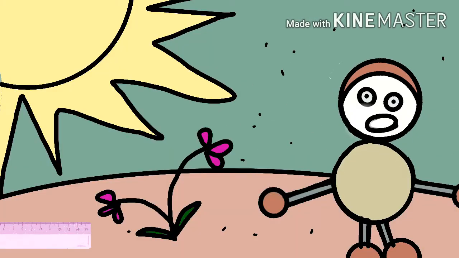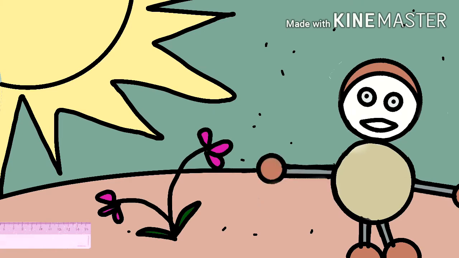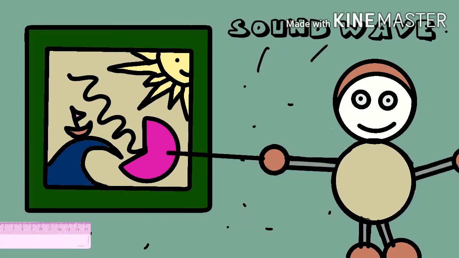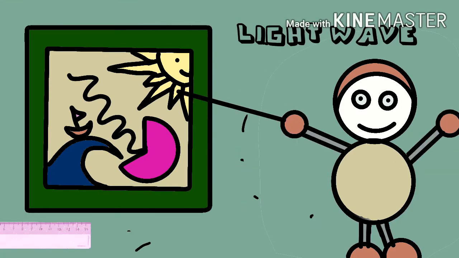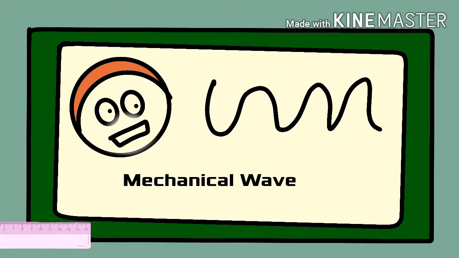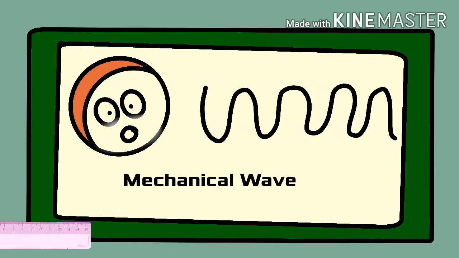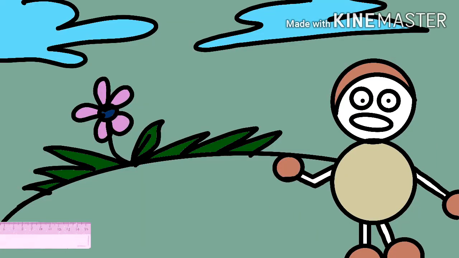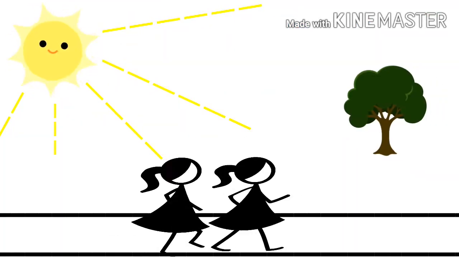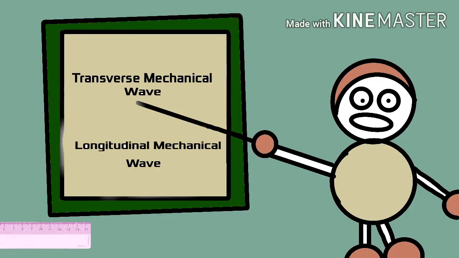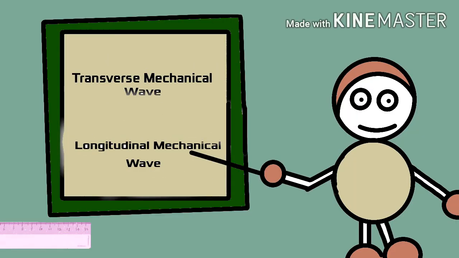Waves are everywhere. We encounter them every day as a part of our daily living. A wave can be in the form of a water wave, sound wave, or light wave. Last time, we gave an introduction about mechanical waves, and we defined them as an oscillation of matter that travels through a medium. Today, we are going to dig deeper into the mechanical wave by discussing two of its wave motions, the transverse mechanical wave and the longitudinal mechanical wave.